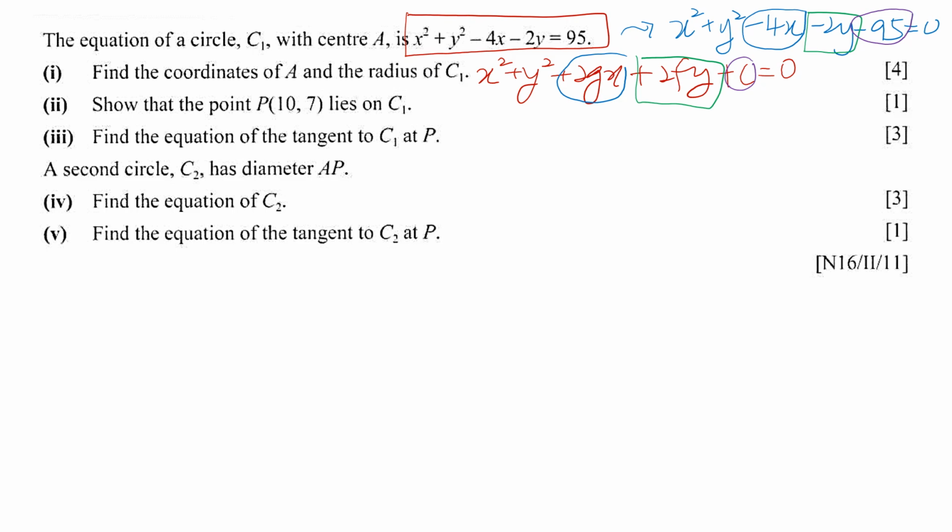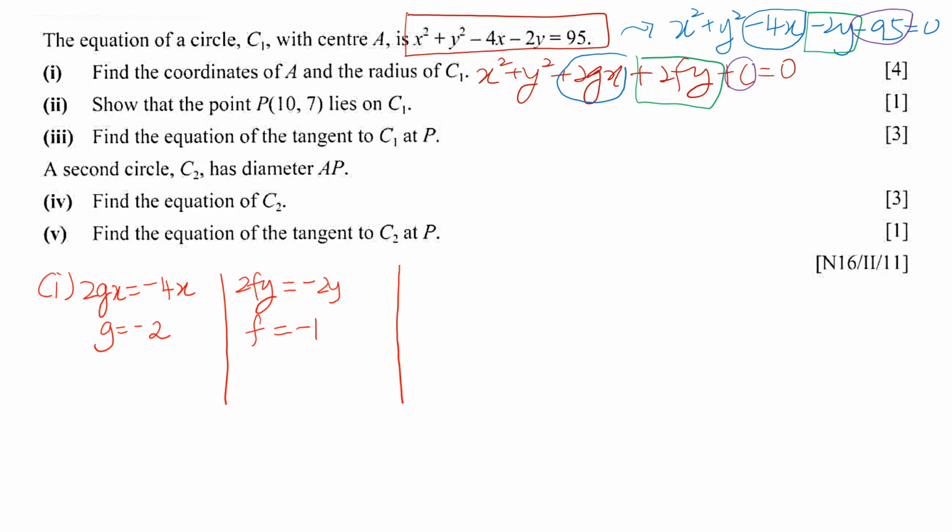So with this, we can go ahead and find our unknowns g, f, and c. Usually I would advise students to divide it into 3 columns like that. The first one is 2gx equals negative 4x, and if we divide both sides by 2x, we have g equals negative 2. Then 2fy equals negative 2y, divide by 2y on both sides, f equals negative 1, and of course c equals negative 95.